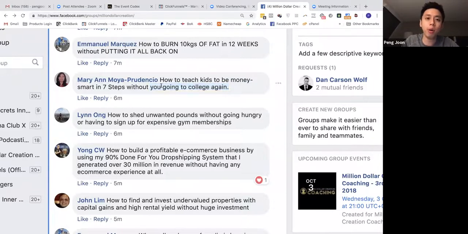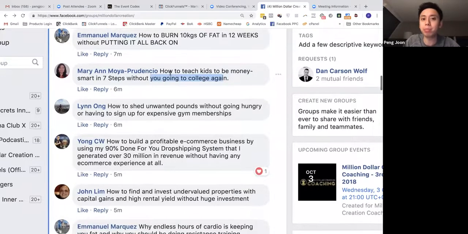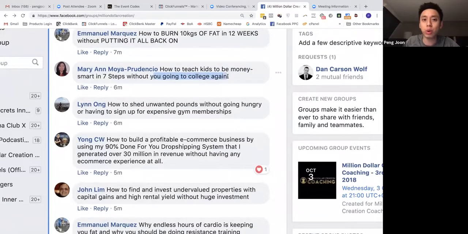Okay, so most of the time, people are not thinking how to teach their kids to be money smart by going to college again, right? So when I say without the thing they hate doing, it's got to be something that they are actually thinking about as their alternative, but they hate doing, right? So what is the thing in the financial sector that they hate doing, that they don't want to do, but would actually consider doing if they were backed up to a wall?